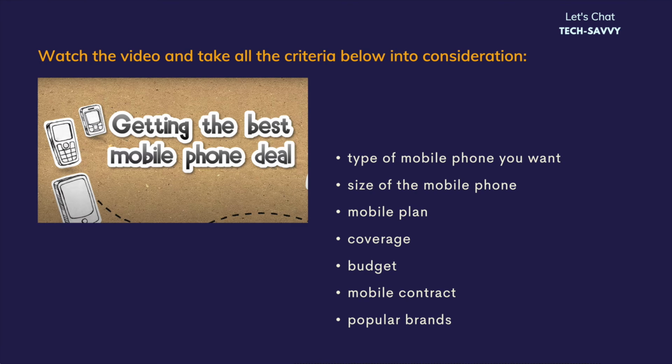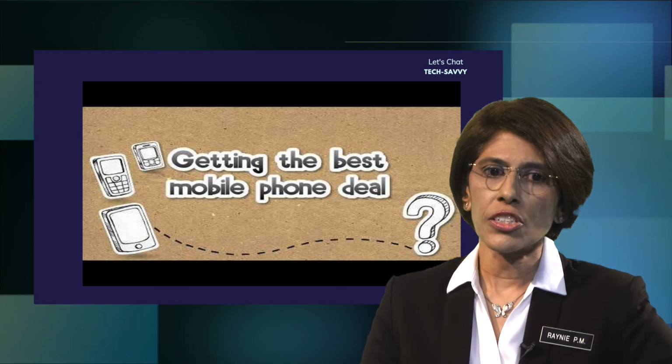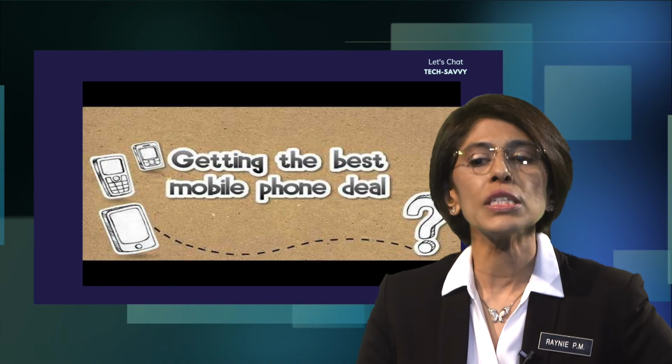For the main activity, the teacher asks pupils to work in groups of 4 or 5. She distributes the worksheet on the 8 criteria on choosing the right mobile phone deal to each pupil. For example, type of phone you want, size of the mobile phone. Pupils are to read silently. The teacher then shows a video on getting the best mobile phone deal. Pupils discuss and select the best mobile phone deal based on the criteria given to them prior to watching the video.